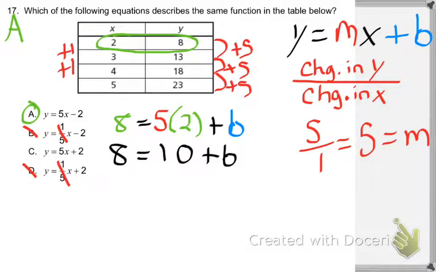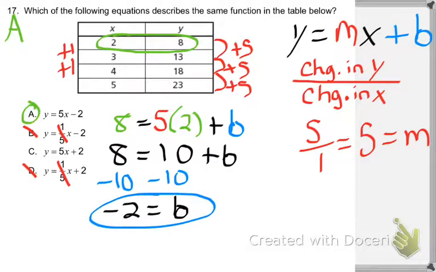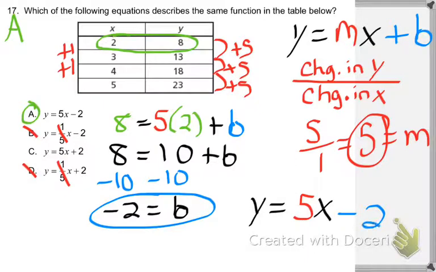Now, we have to get b by itself. We want to solve for b. So let's subtract 10 from both sides. And when we do that, we have on the left side, negative 2 equals b. Okay, so this is important. We now know our y-intercept. We just found out b is negative 2. Well, we already knew our slope. Our slope is 5. I'll circle it over here. So that's the information you need to write the equation in slope-intercept form. You know that your slope goes in front of x. You know your b goes out here. So we now know our equation, y equals 5x minus 2.